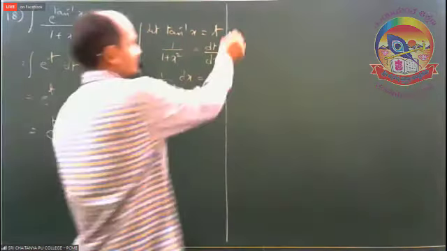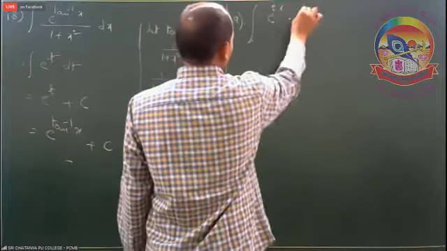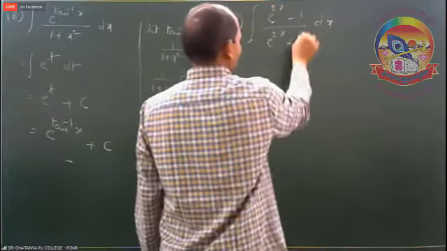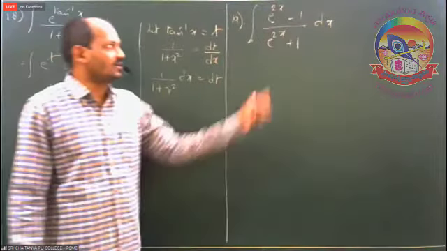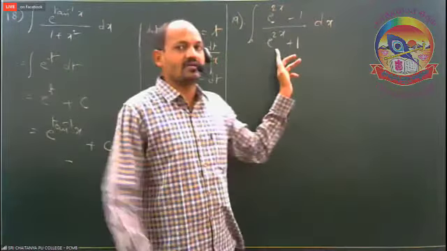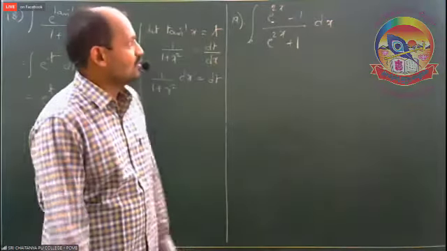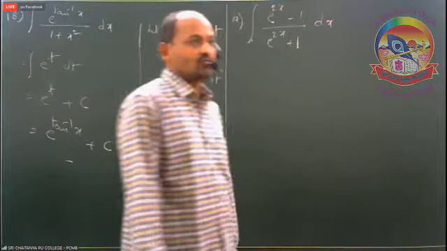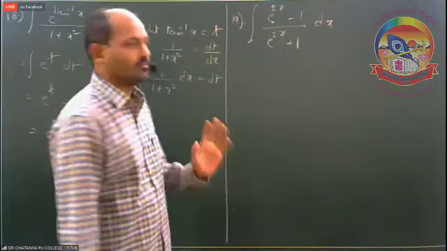Okay, 19. Integral of e power 2x minus 1 divided by e power 2x plus 1 dx. Here, numerator and denominator divisible by e power x.